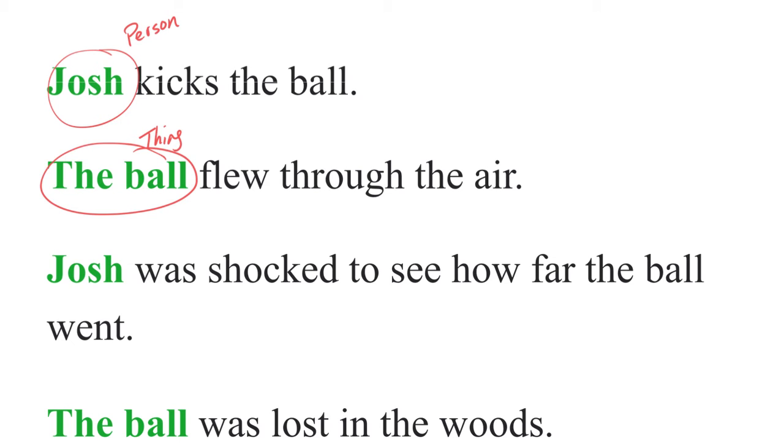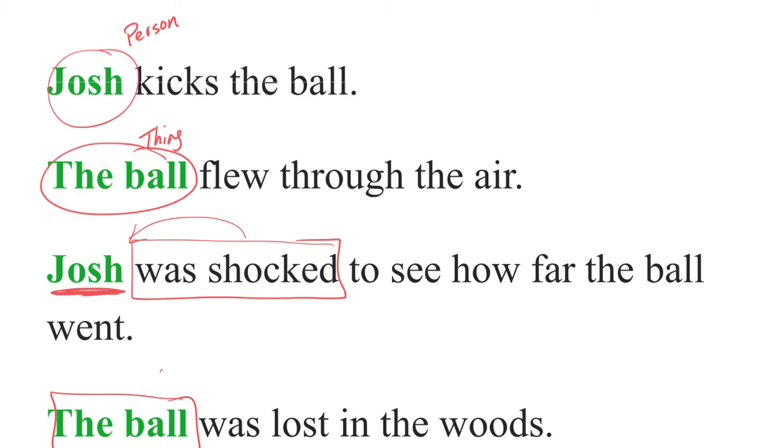In the next sentence, Josh was shocked to see how far the ball went. Again, Josh is the subject. He's not doing anything in this case, but it's still about him. So it's the subject. And then the ball was lost in the woods. Again, we're back to an object. Person, place, or thing, right? So we got these sentences about a person, Josh, and an object, the ball.